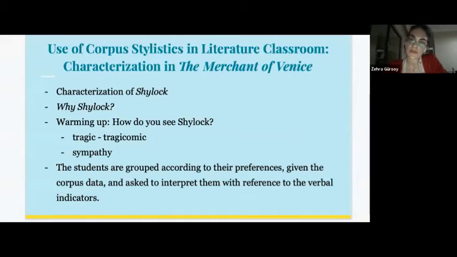Before the analysis procedure, Professor Çıraklı did a warming-up session to find out how we feel about Shylock. While most of us thought that he is a tragic character, some of us saw him as a tragicomic character. And I was on the tragic character side of this debate and felt sympathy towards him. Since the study followed a top-down procedure to increase awareness of the language in characterization within this context, Professor Çıraklı gave us corpus materials in accordance with our perceptions of the character.